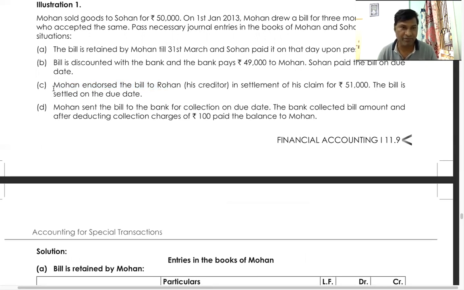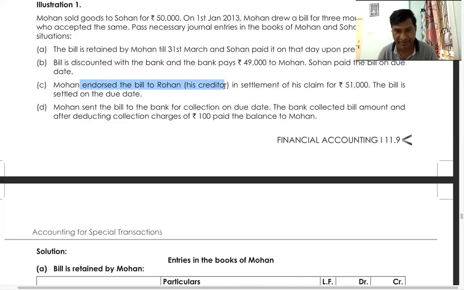The creditor of Sohan is Mohan. The creditor of Mohan is Rohan. So he is endorsing the bill to Rohan. "I don't have money now, but I have a bill which I got from my debtor. You can take this bill and collect it on maturity." Saying that, he gives it to Rohan with his signature. That's called endorsement. The bill is endorsed to Rohan.